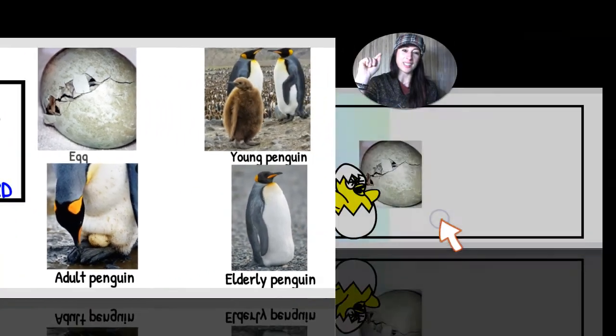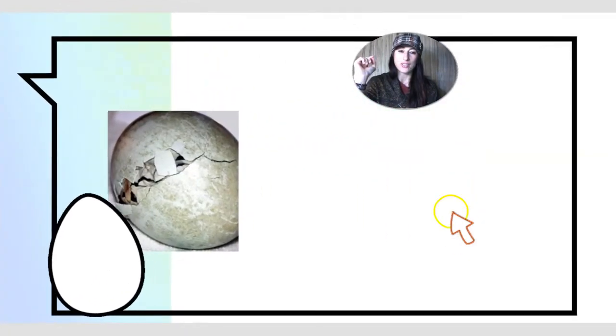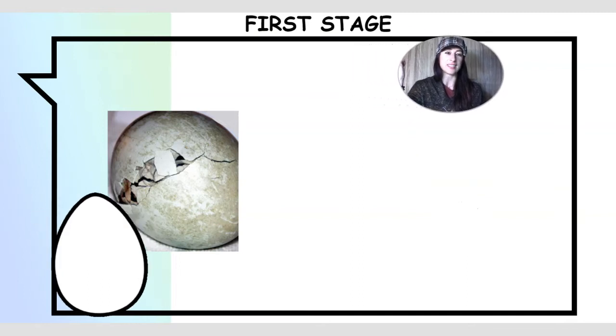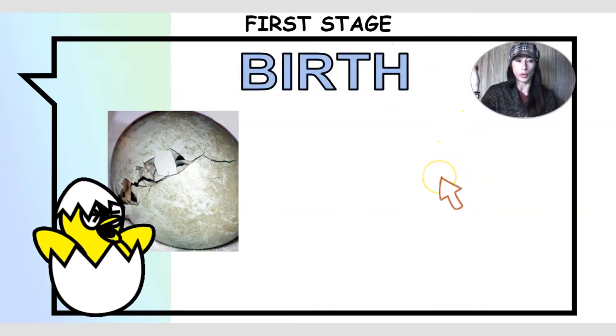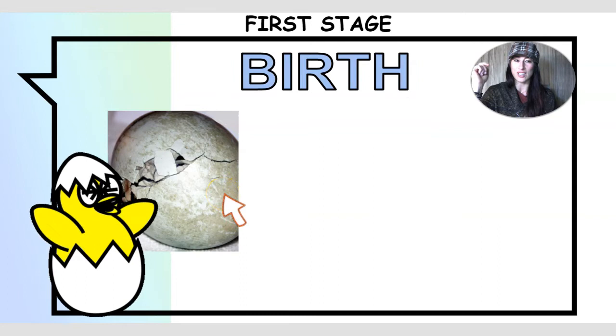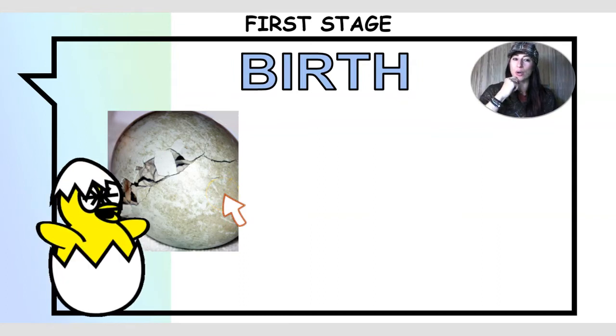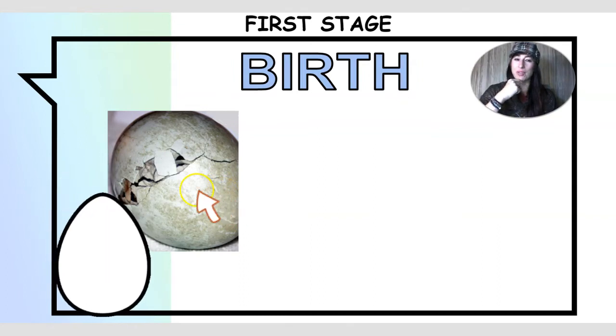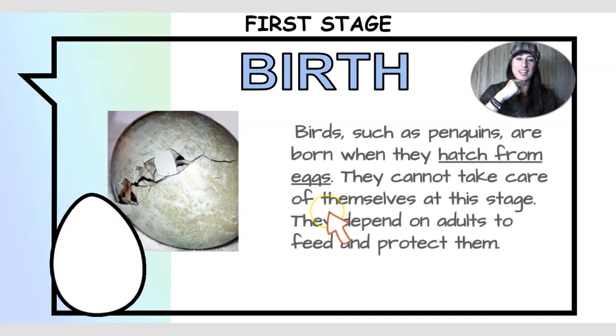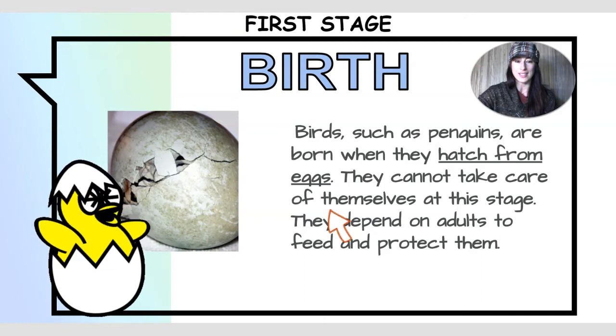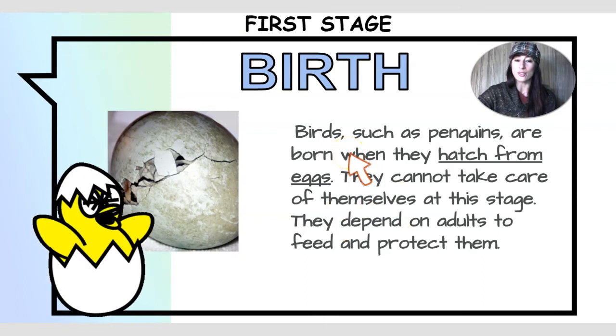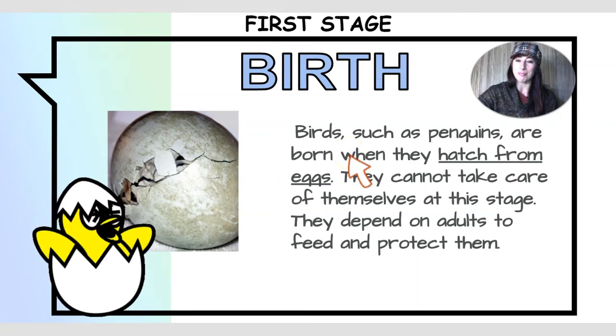All right, so let's look at the stages again in detail. So the first stage again is the stage of birth. Now we can see that the stage of birth in the life cycle of a penguin is different. This time we have an egg, right? So birds, such as penguins, are born when they hatch from eggs. They cannot take care of themselves at this stage. They depend on adults to feed and protect them.